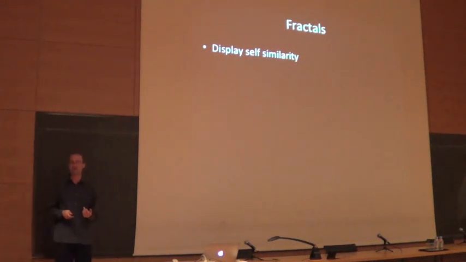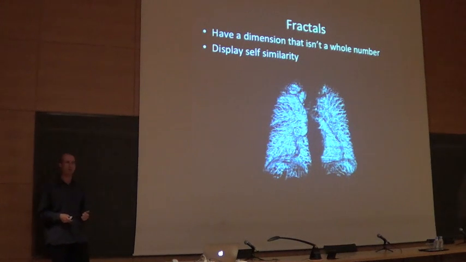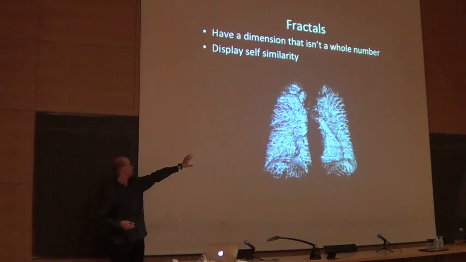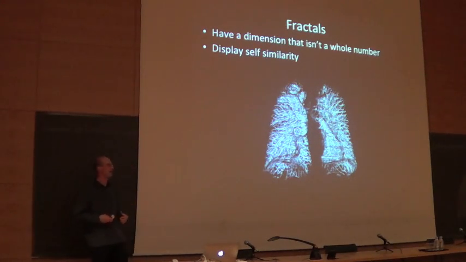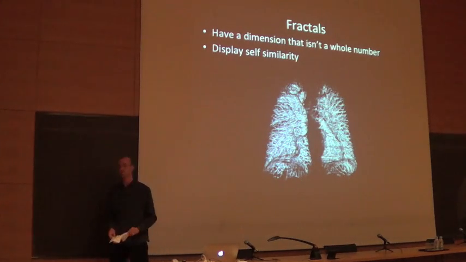The other property that I'll just mention briefly, because fractals are just so fascinating, is that they have a dimension that isn't a whole number. So it might have a dimension between 2 and 3, for example. This is a diagram of the lungs down there, all the different airways in the lungs. And the surface area of the lungs, if you were to study that mathematically, doesn't have quite a dimension of 2, like a flat surface would have, but it doesn't have a dimension of 3 either. It has something in between those two.